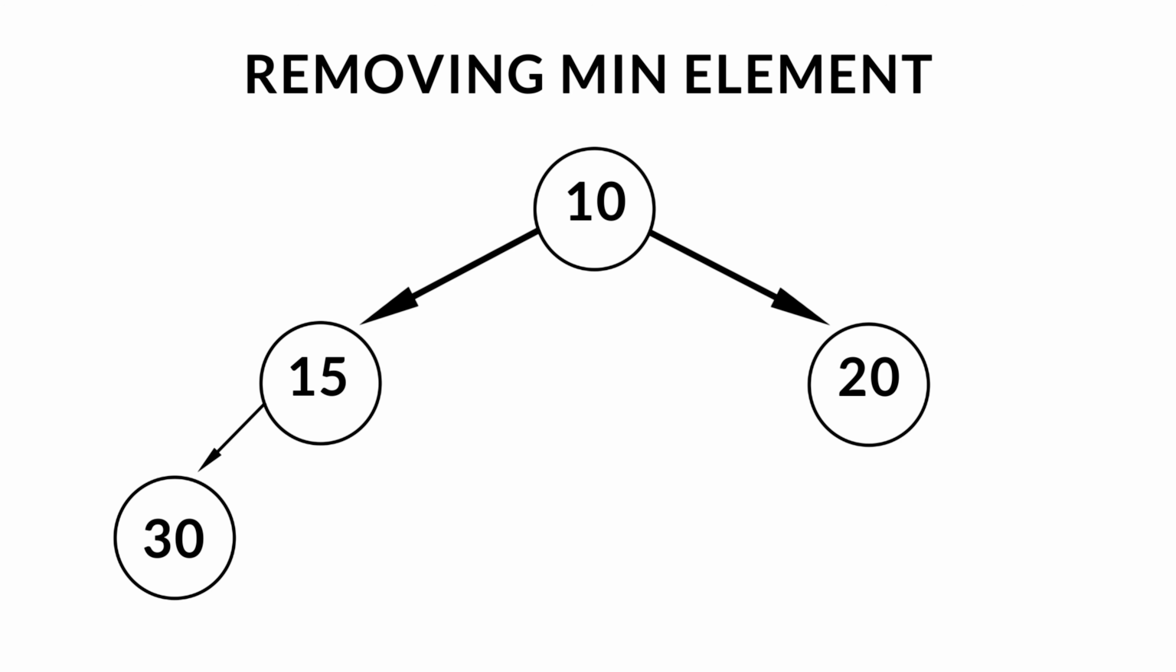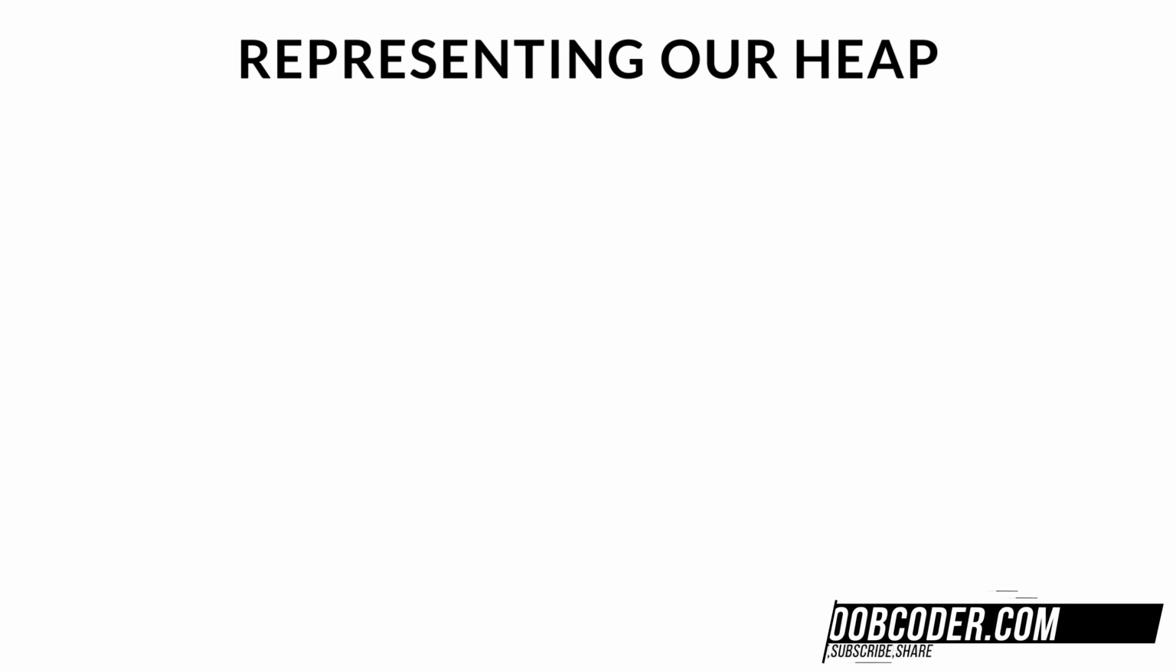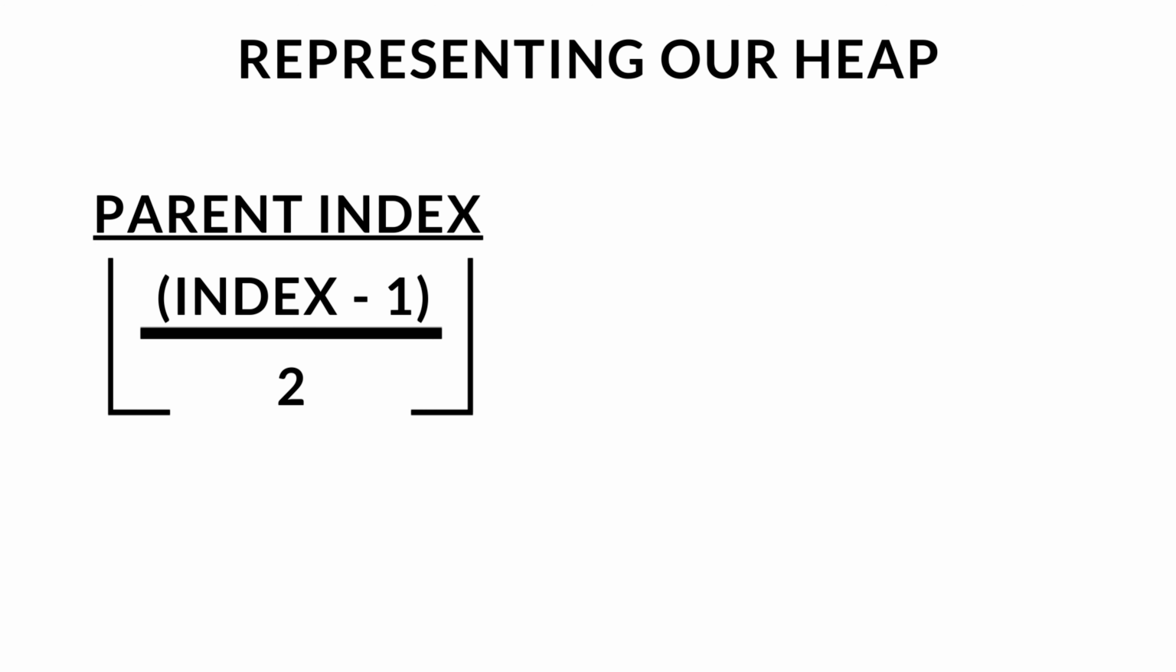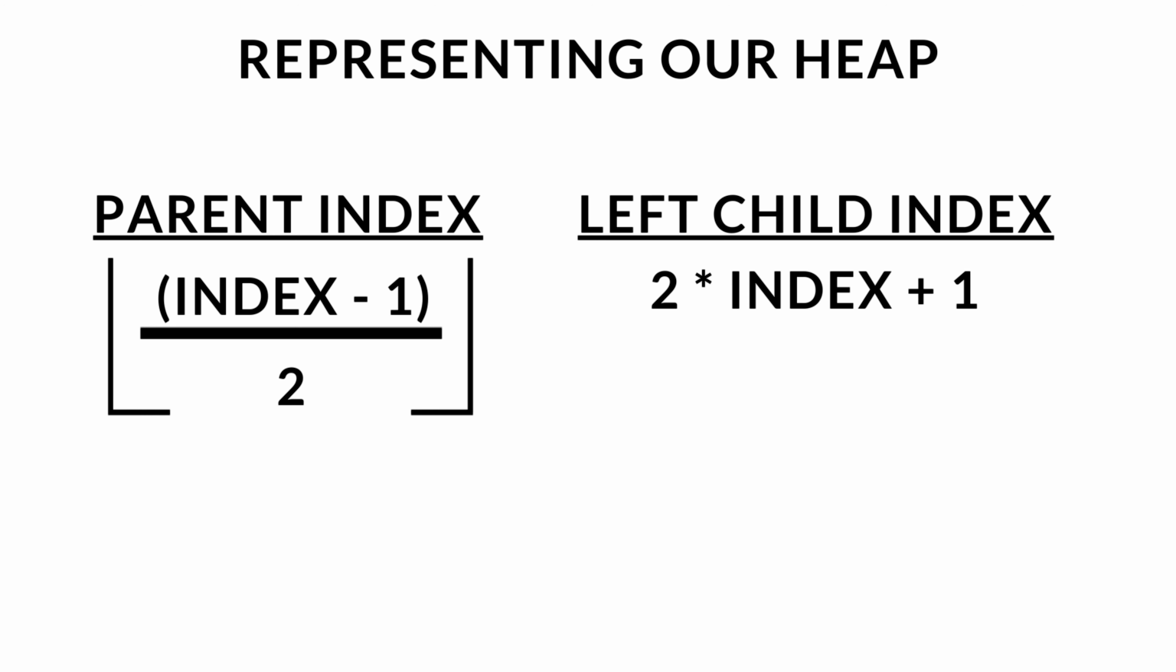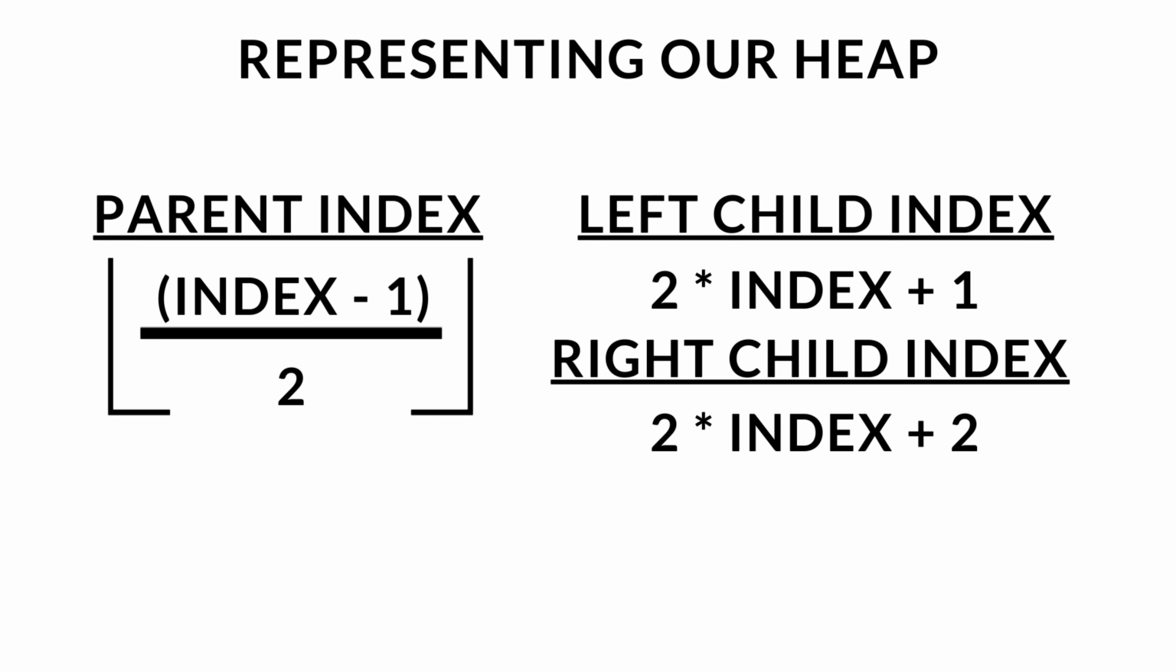So now let's talk about how we're going to represent a heap using an array. In order to do that, we're going to need a couple of formulas. To calculate the parent index of a given node, we take the floor of (index minus 1) divided by 2. To calculate the left child index of a given node, we take 2 times the index plus 1. And to calculate the right child index, we take 2 times the index plus 2.